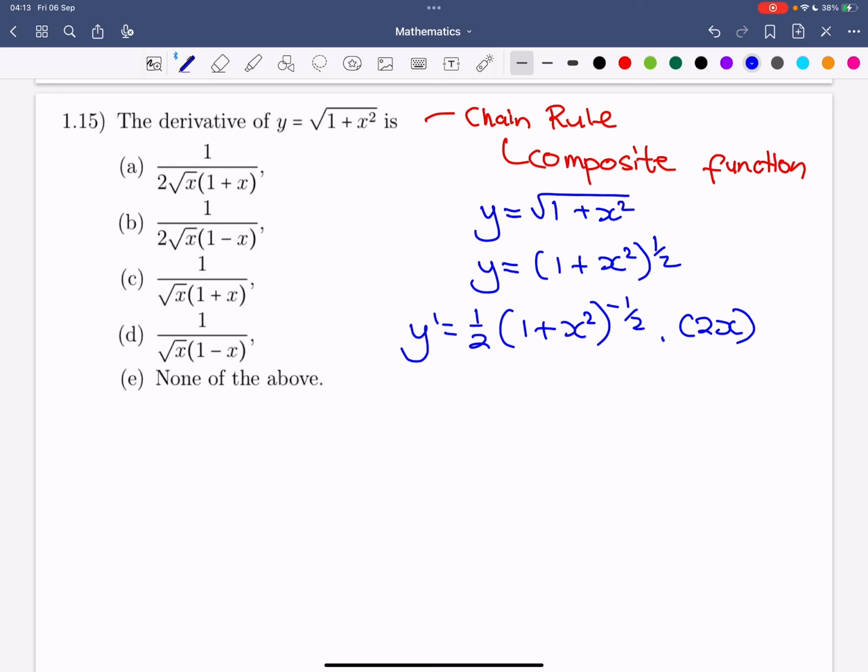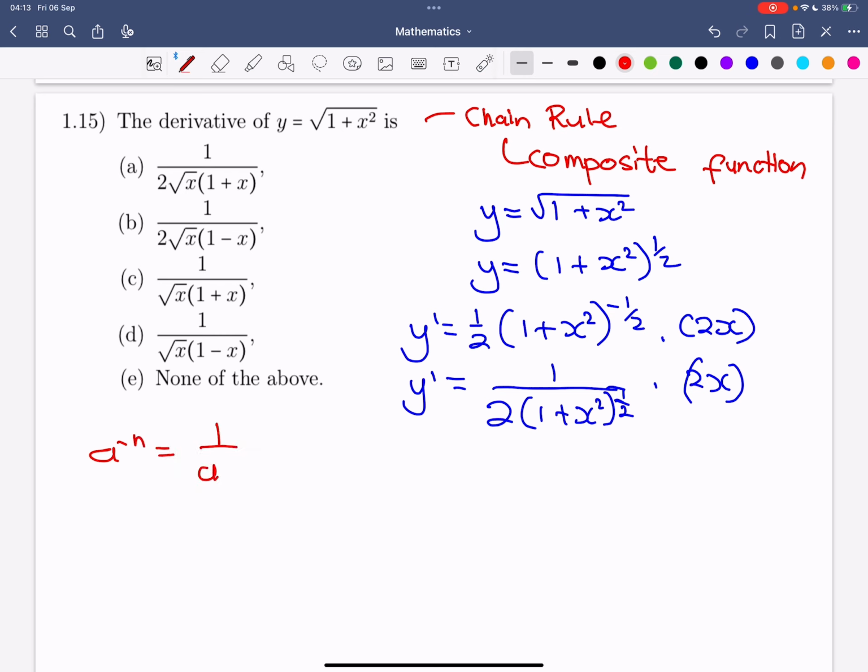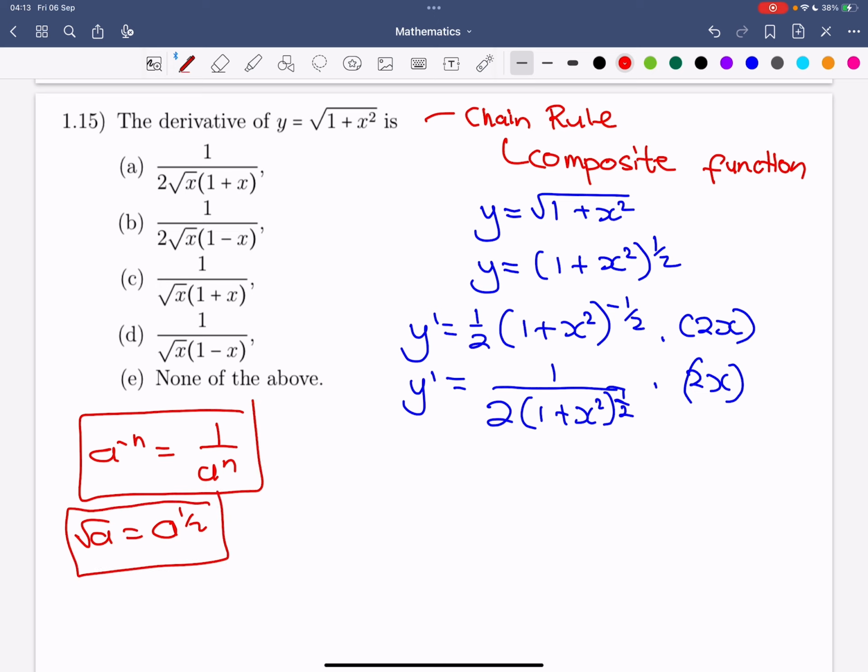We see that from the different solutions that we are given in this problem, they were simplified. So this is y prime equals 1 over 2 times 1 plus x squared to the power minus 1 over 2, multiplied by 2x. One thing I need you to remember from algebra rules is that a to the power minus n is the same as 1 over a to the n, and the square root of a is the same as a to the power 1 over 2. So these are some algebra rules that we are applying in this problem.